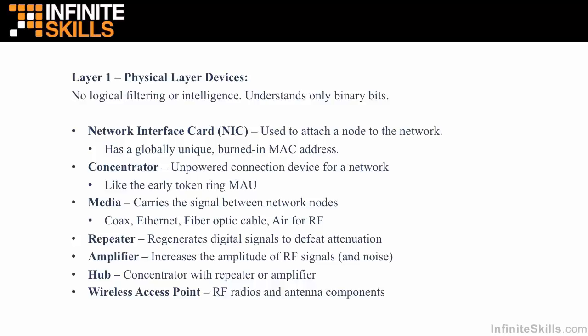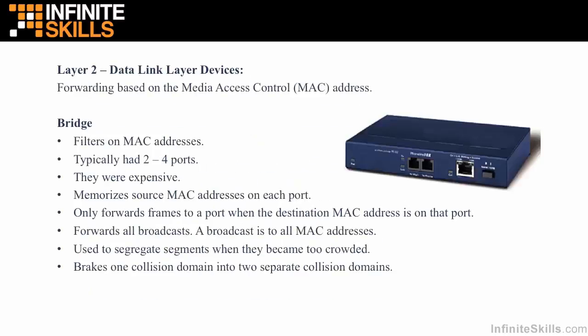Again, the hub replaced the concentrator. It had a repeater built into it. Typically, they were digital in most cases. Then another layer 1 device is the wireless access point. That is radio frequency radios for transmit and receive, and the antenna components of the wireless access point are all physical layer devices. Now, the wireless access point also performs a bridging function, and as a result, we'll see this wireless access point also when we look at layer 2 devices next.